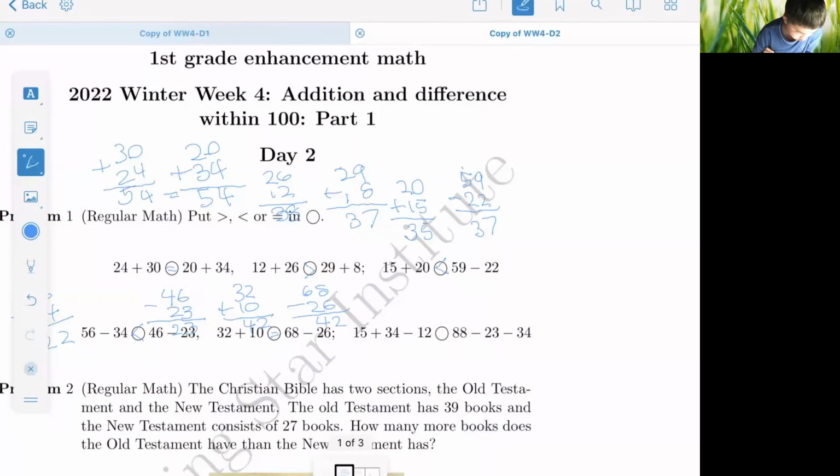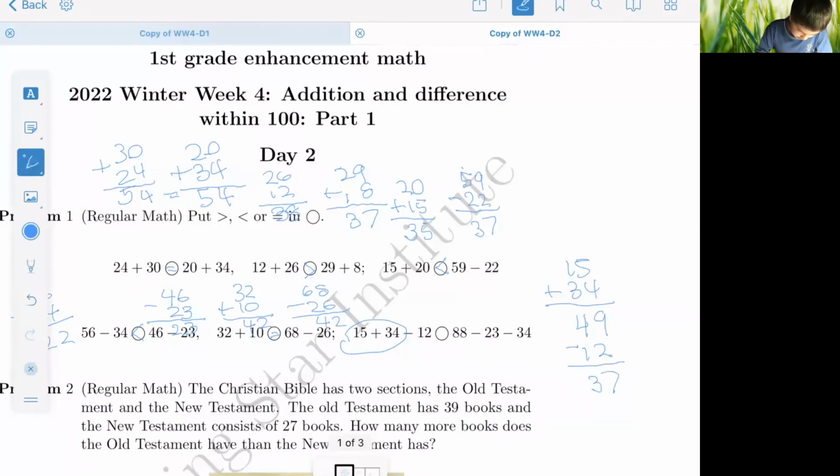15 plus 34 minus 12 is blank 88 minus 23 minus 34. We first calculate this. 15 plus 34: 5 plus 4 equals 9, 1 plus 3 equals 4. Minus 12: 9 minus 2 is 7, 4 minus 1 is 3.